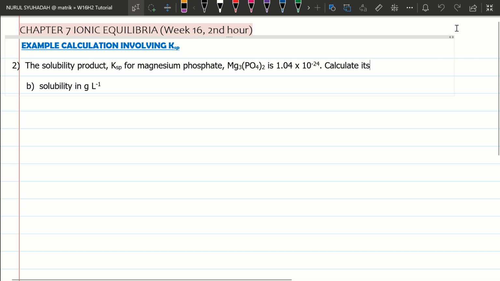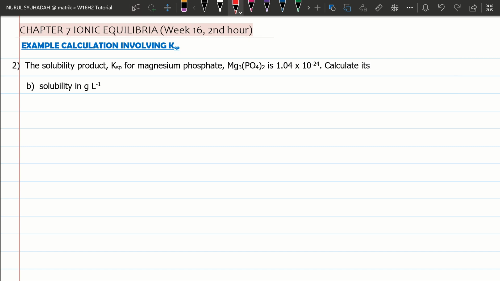Okay, so question number 2, 2B. Okay, so dia minta dekat sini untuk kita cari solubility in gram per liter. Okay, saya tuliskan balik untuk awak tadi nilai molar solubility yang kita dah ada. So, S adalah sama dengan 6.26 times 10 to the power of negative 6 molar. So, dia minta solubility in gram per liter.